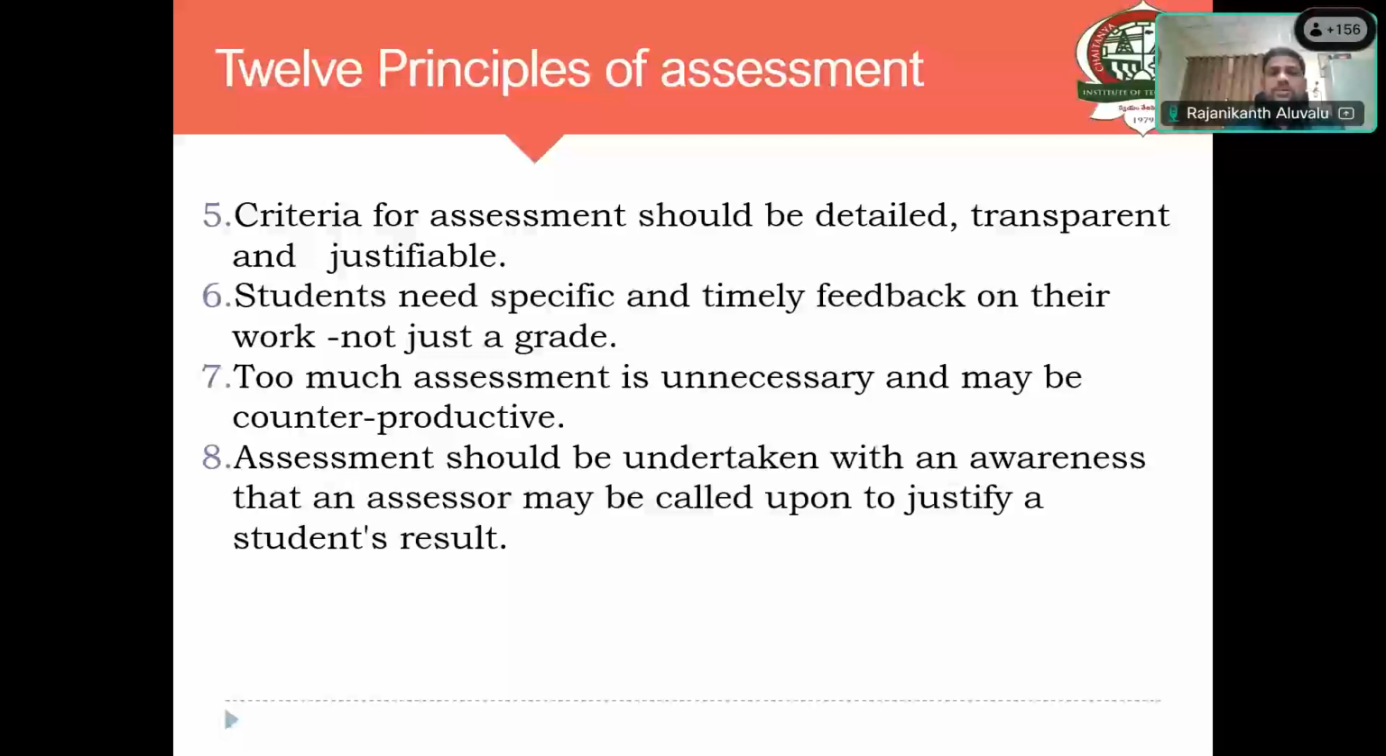And students need specific and timely feedback on their work, not just a grade. So just giving that you are passed, you are failed, you got 15 out of 20, this is not what the student wants. The student wants feedback. So as I said, the formative assessments always help. The purpose of the formative assessments is to give feedback to the student on his learning. So kindly use the formative assessments that you conduct as a part of your course for giving feedback to the students.